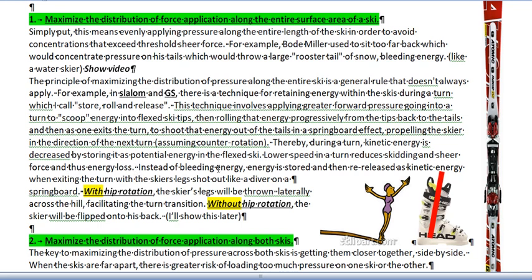Instead of bleeding energy, energy is stored and then re-released as kinetic energy when exiting a turn, with the skier's legs being shot out like a diver on a springboard. So let me show you this.